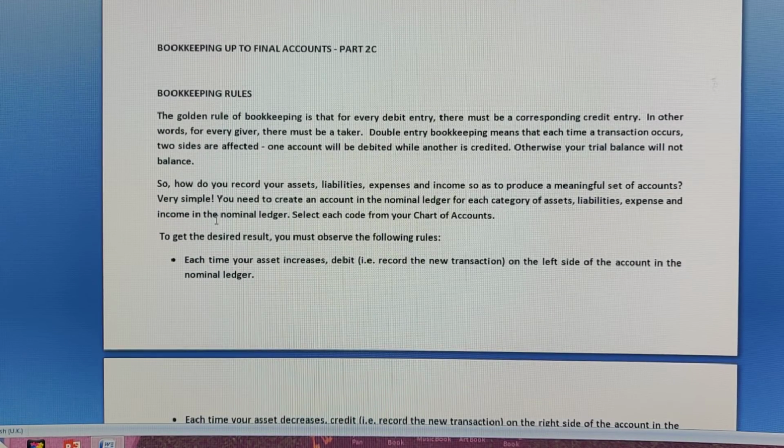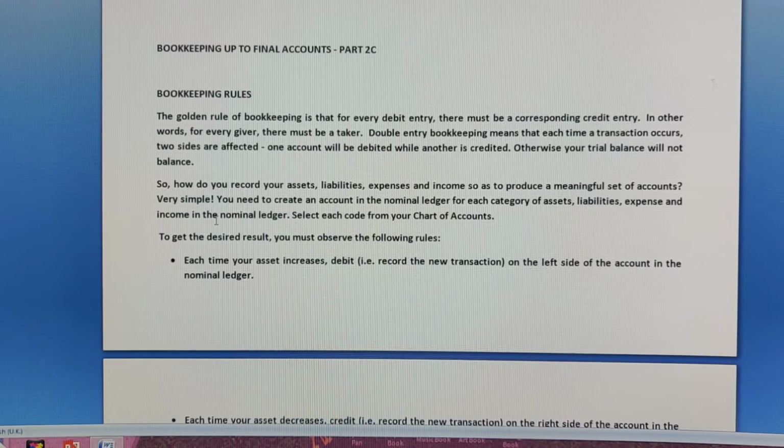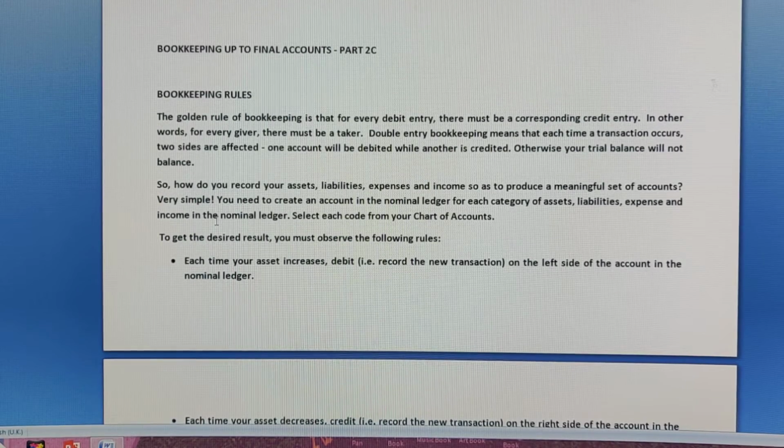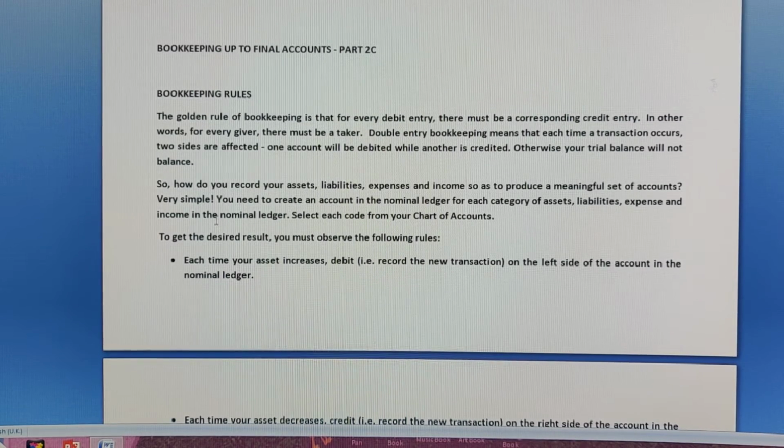Today, I'm going to discuss with you bookkeeping rules. Now, there are rules of bookkeeping which must always be observed. And one of the golden rules of bookkeeping is that for every debit entry, there must be a corresponding credit entry. In other words, for every giver, there must be a taker. If something is taken from an account, there must be an account in the nominal ledger that will receive what has been taken. So, double entry bookkeeping means that whenever a transaction occurs, two sides will be affected. One account will be debited, while another account is credited.